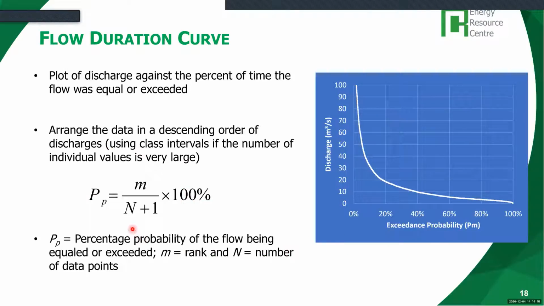And the reason you do it, it should be M over N. If you are rank 1, then it is out of 1,000. If you are rank 1, that means 1 upon 1,000 is the probability that it will exceed that. But just to account for the sample error, we use N plus 1. This is a simple formula.